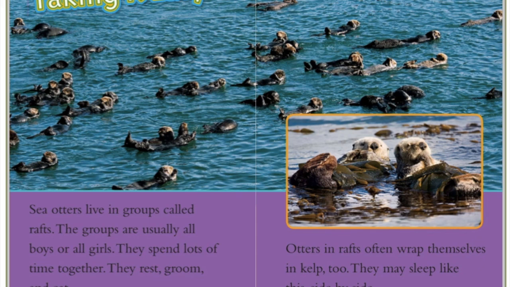Taking it easy. Sea otters live in groups called rafts. These groups are usually all boys or all girls. They spend lots of time together. They rest, groom, and eat. Otters in rafts often wrap themselves in kelp too. They may sleep like this side by side. That kelp is almost like a blanket.